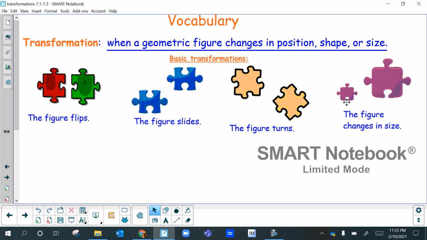And then this one here, this one changed in size. So this one got bigger or got smaller, either one. And so we saw a little bit of that when we talked about similar figures. And those are your 4 basic transformations.